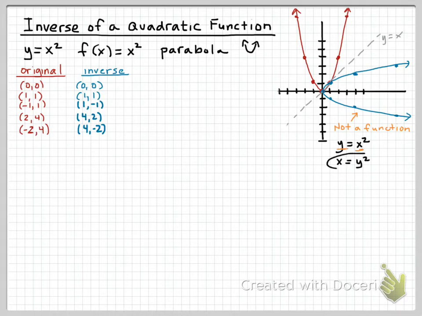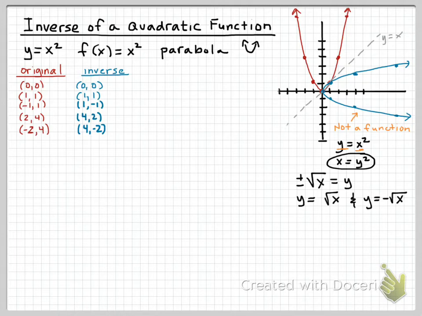So let's look algebraically at what happened. We switch the x and y of the original function, and we get x equals y squared. That's my parabola that goes to the side. If we wanted to solve for y, we would take the square root on both sides: plus or minus the square root of x equals y. Now we see that we really have two equations here: y equals the square root of x and y equals the negative square root of x.